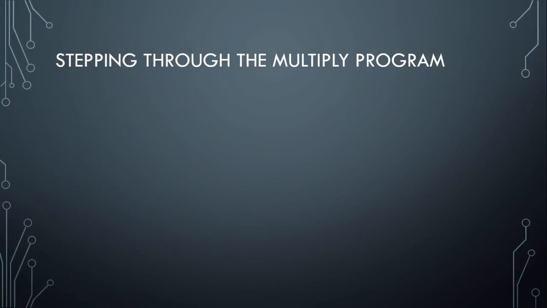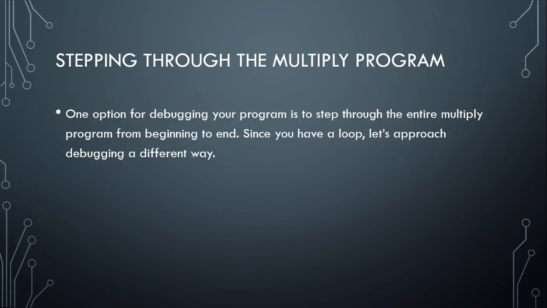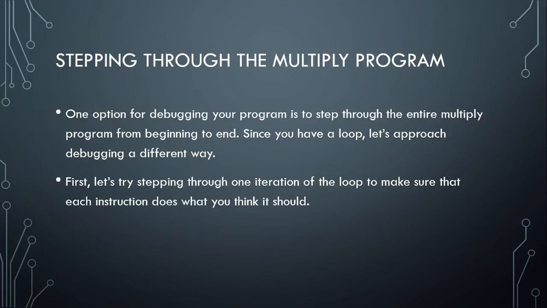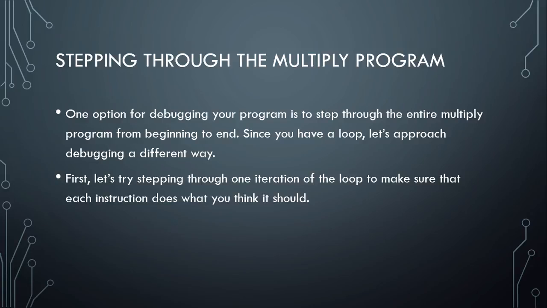So we're going to do some stepping through, since that's the first technique that we've discussed, in order to figure out what went wrong with our multiplication program. One option for debugging our program is to step through the entire multiply program from beginning to end. Since we have a loop, let's approach debugging a different way. First, let's try stepping through one iteration of the loop to make sure that each instruction does what you think it should.